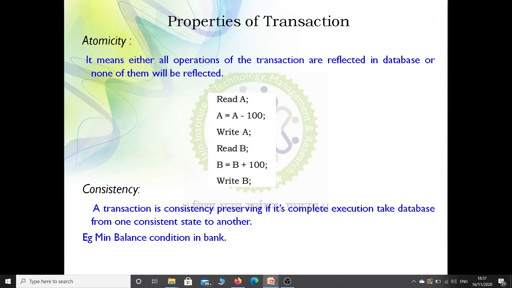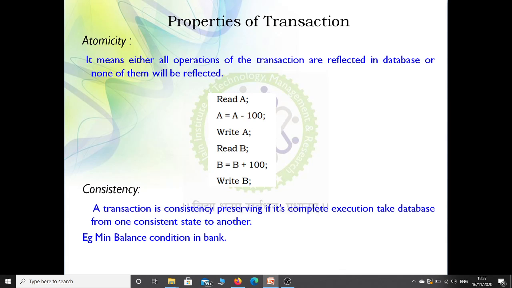Why is this happening? This is happening just because of the atomicity property. Now I will give the statement. What is atomicity? Atomicity means either all or nothing. That means either all operations in one transaction will get executed or nothing will be executed.